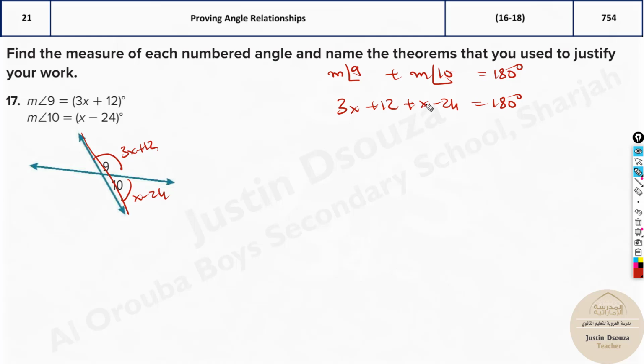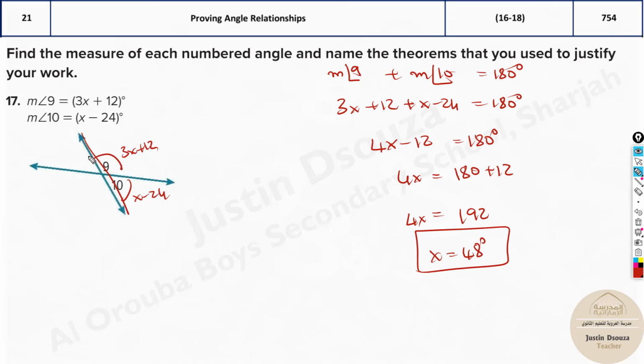Now let's solve it up. 3x plus x is 4x over here. 12 minus 24 is negative 12, is equal to 180 degrees. You can solve it in a calculator, but since it's the writing part, you need to do the steps as well. We'll take this to the other side. 4x is equal to 180 plus 12, and this will be 192 degrees. That's 4x, and dividing by 4, x is 48 degrees. So if x is 48 degrees, we can find what is angle 9 and 10.